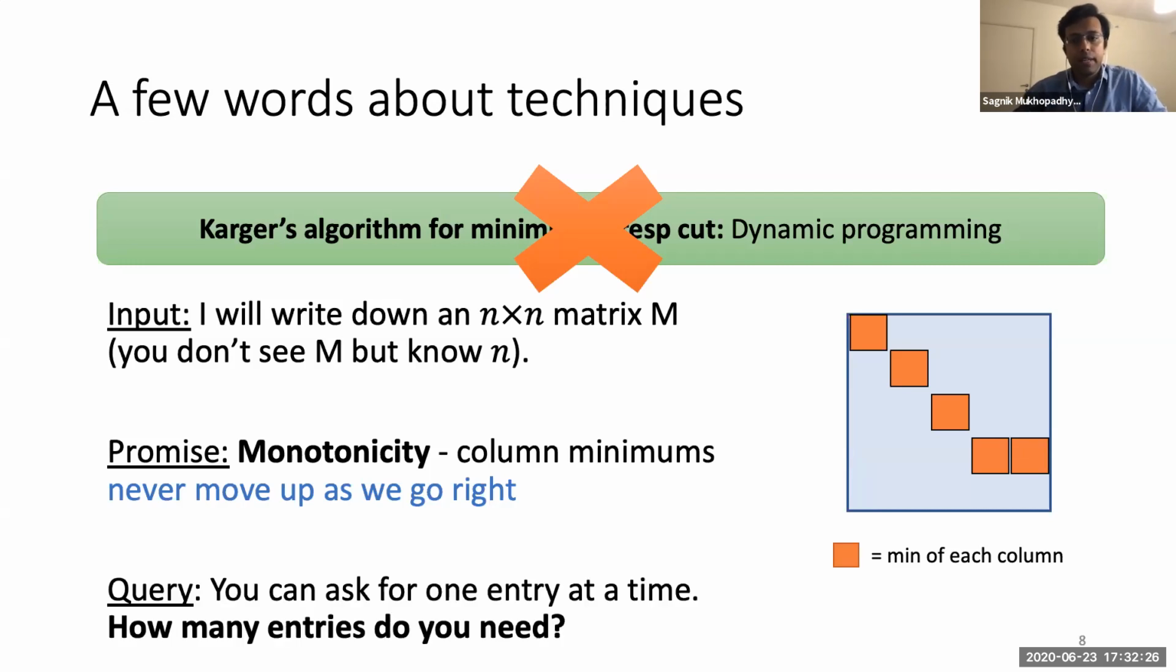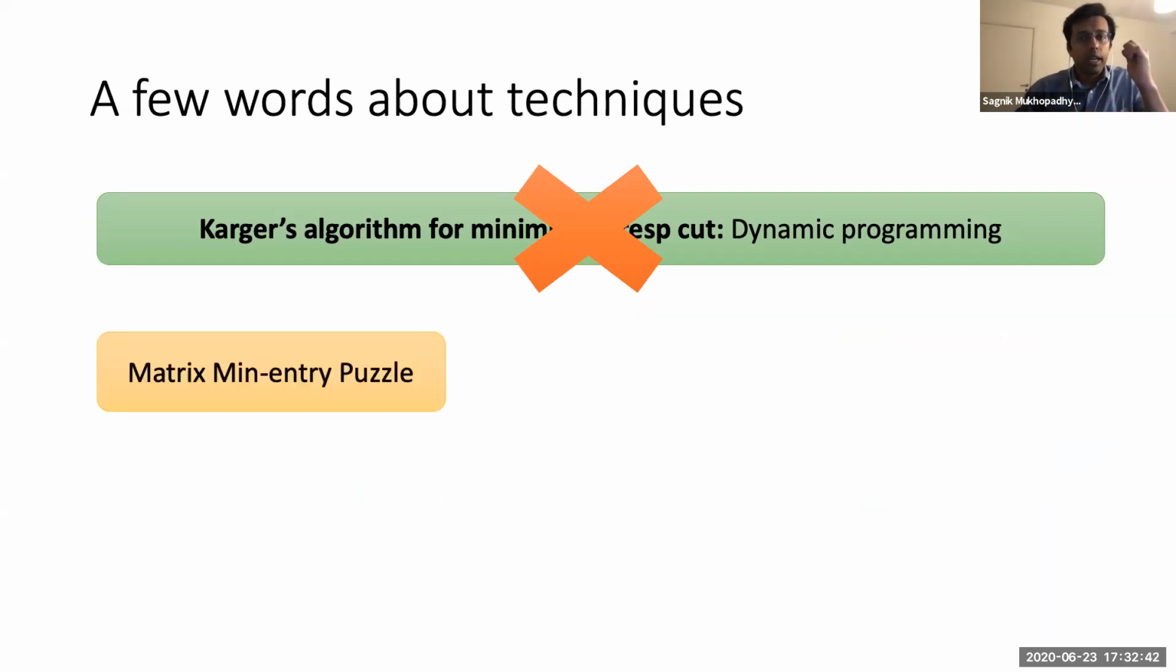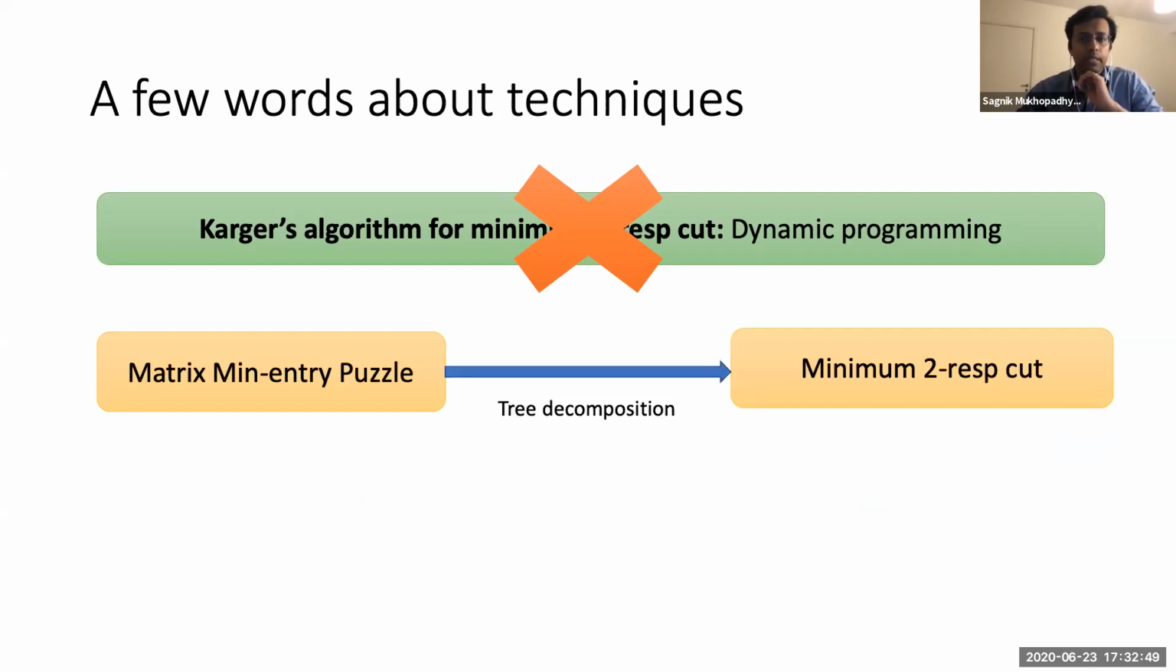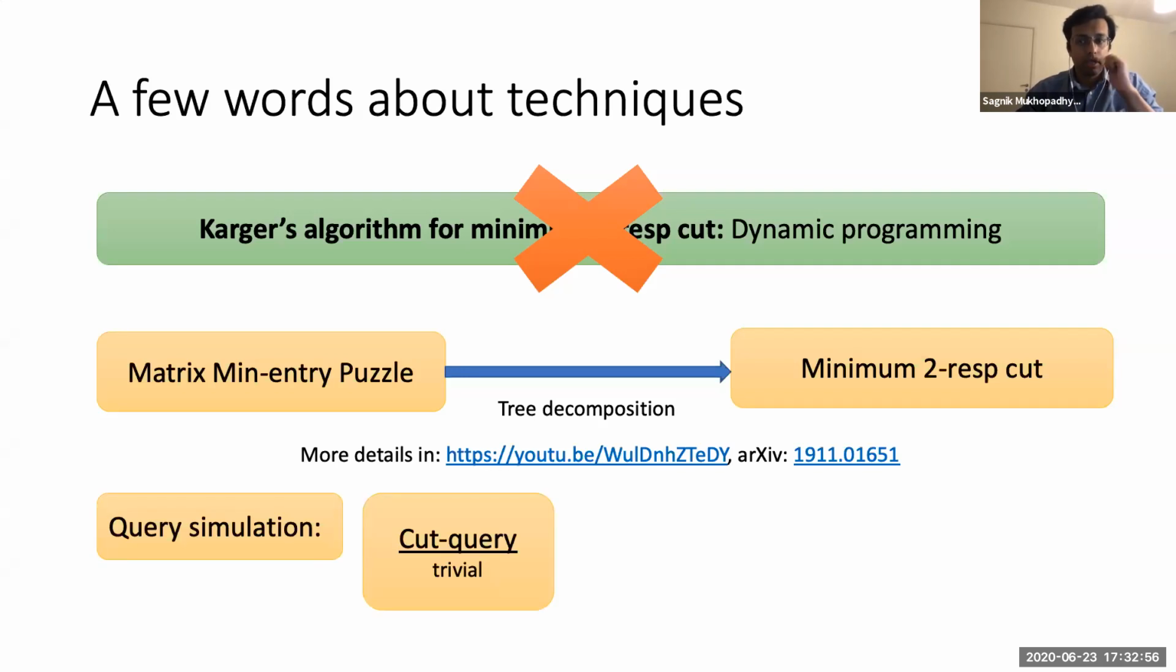And the game is to find out the minimum entry of M, and the only access that you have over M is the query access. So how many entries do you need to query to find the minimum entry? And the answer is actually you need only n log n many queries by a simple divide and conquer strategy. We are left with how to connect this puzzle to the problem at hand. And the answer is tree decomposition. I will not explain more, but the details are in the longer talk and of course in the full version of the paper. And one last comment about how to play the game of the puzzle in the various computational models.